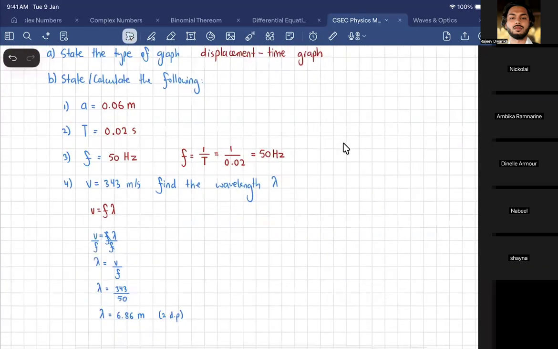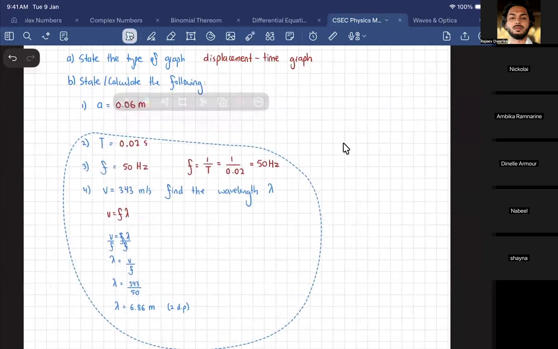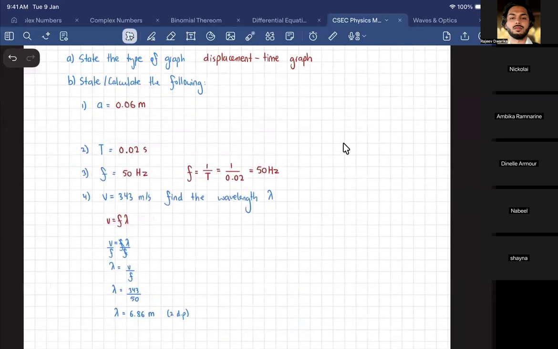So let me just put on some captions here so that when you're looking at these notes, you wouldn't just be looking at gibberish. Give me a second.